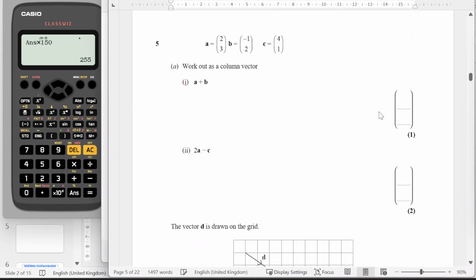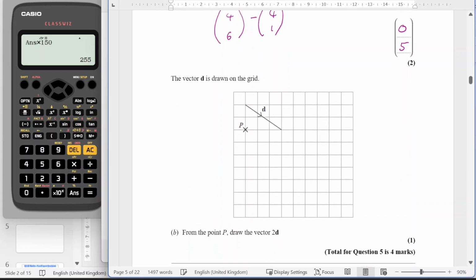Okay, question 5, work out as a column vector A plus B. So it's only 1 mark, so I'm only going to do it as a 1 marker. So 2 minus 1 is 1, and then 3 plus 2 is 5, so 1, 5. My first one, 2A minus C, so we have got like 2 marks there, so I'm going to say 2A would be 4, 6, and I want to minus 4, 1. So 4 minus 4 is 0, and then 6 minus 1 is 5. So 0, 5.